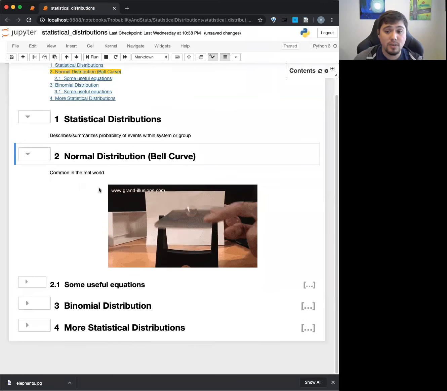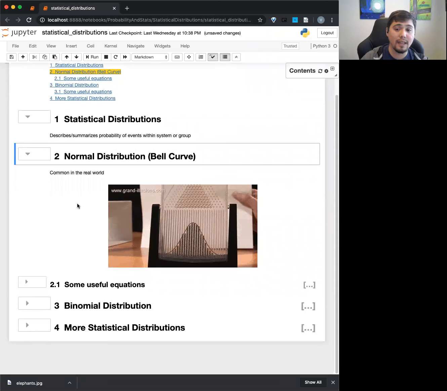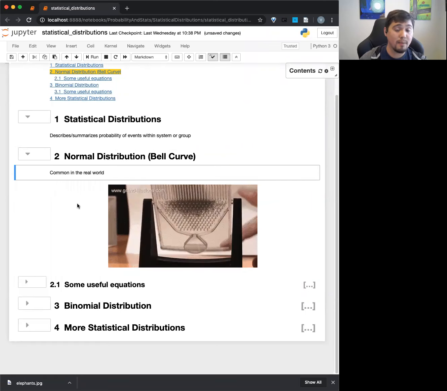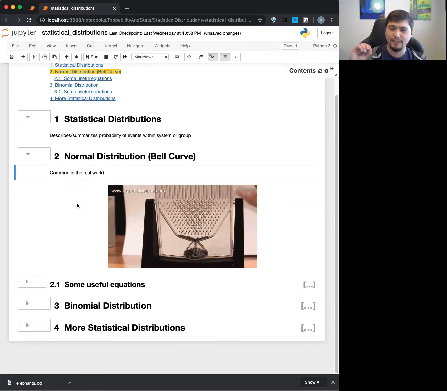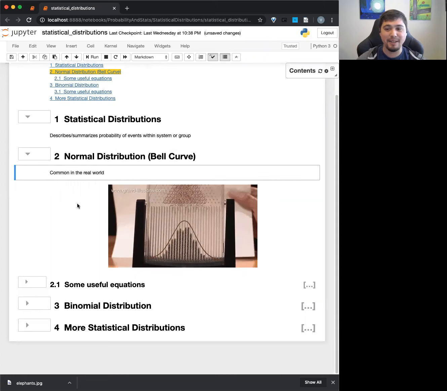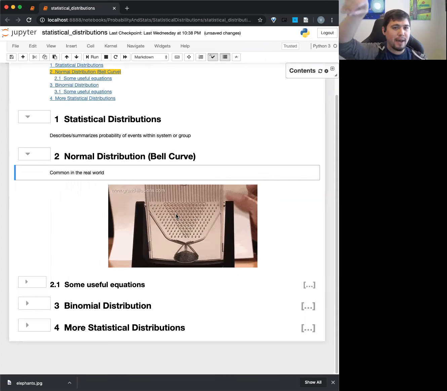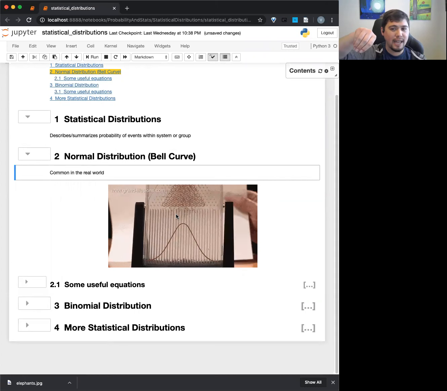The classic is the normal distribution, the bell curve, or Gaussian; people call it different things. It's very common in the real world, and it's almost magical how often it comes out. I don't know if you've ever seen this little thing where you drop balls and they bounce randomly off the pegs and fall downward. They actually follow a normal distribution.